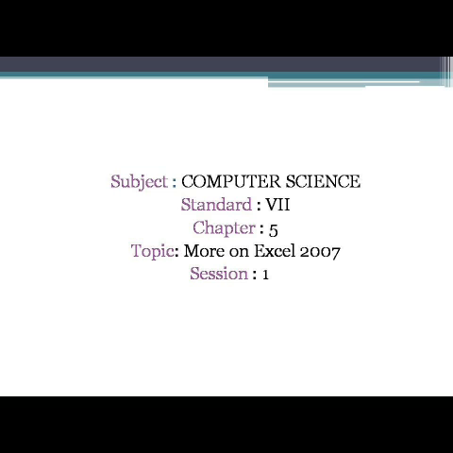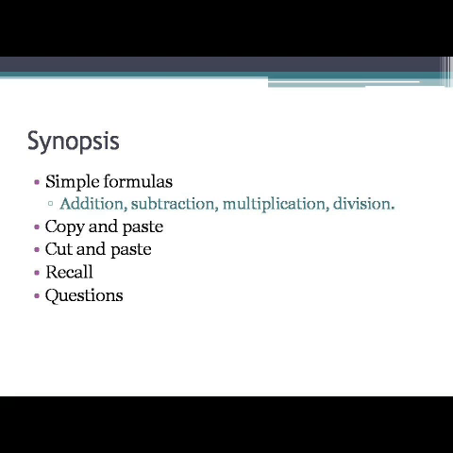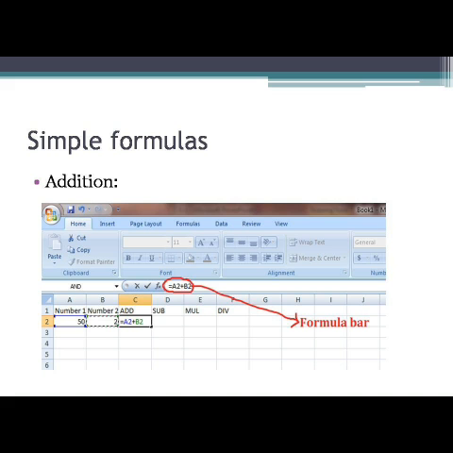Students, we will start with our chapter 5, More on Excel 2007, and this is session 1. Under this we are going to see how to do simple formulas in Excel: addition, subtraction, multiplication, division, and how to copy and paste and how to cut and paste. We'll have a quick recall and questions for the session. First, we will see how to do addition.